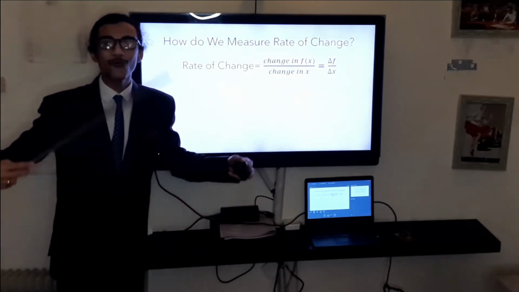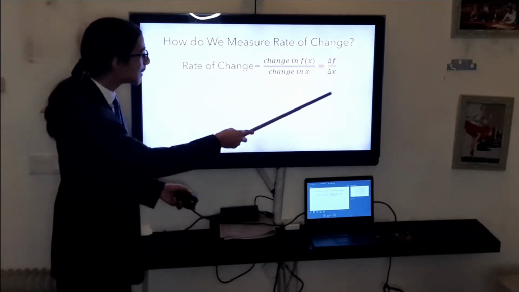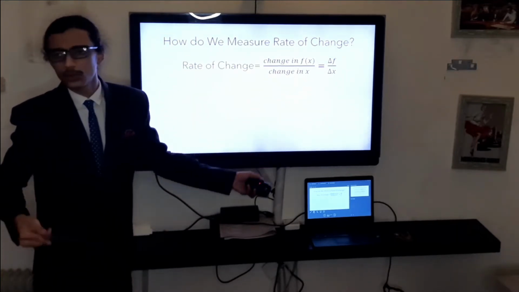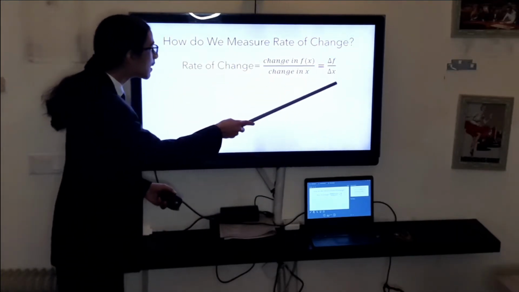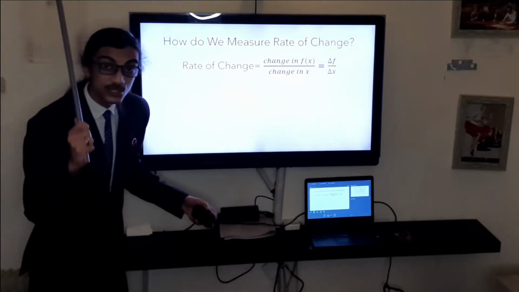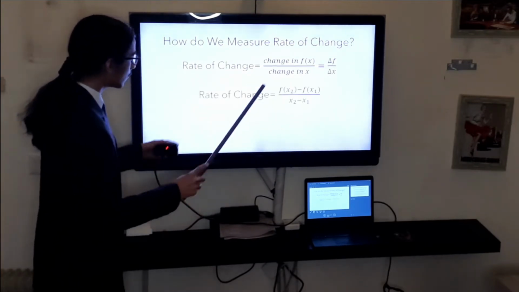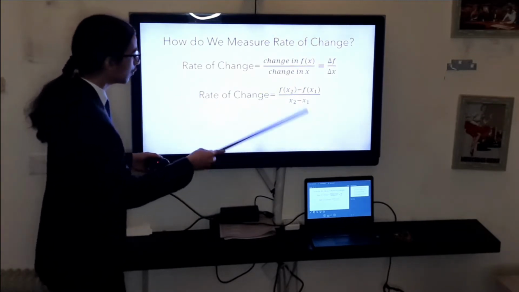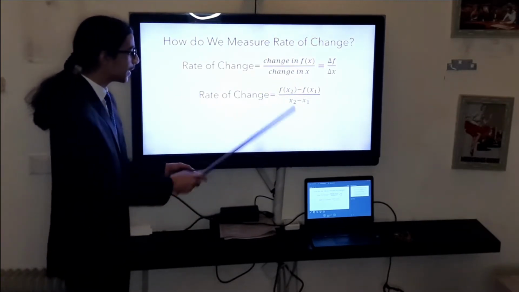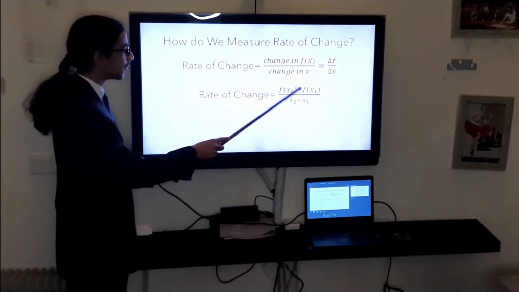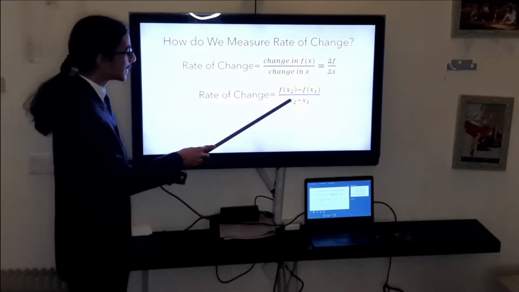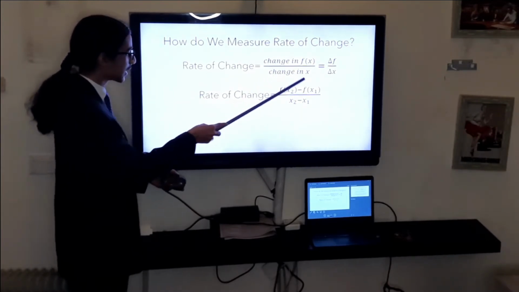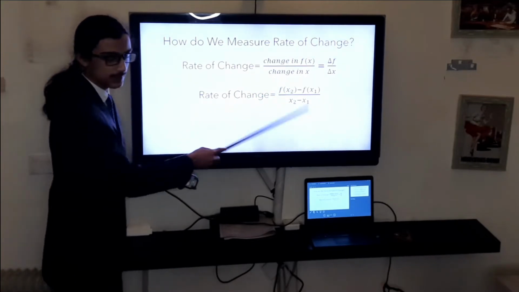That tells us how fast the function is growing. It gives us a number to measure its rate of growth or decrease. As I said, it gives us a number to measure its rate of change, right? Now, delta f by delta x is slightly ambiguous, so we could write it by taking 2 points, x2 and x1, and taking the difference of the value of the function to get the change in f of x, and the difference between the values of the points to get the change in x. This is another way of writing the exact same thing.